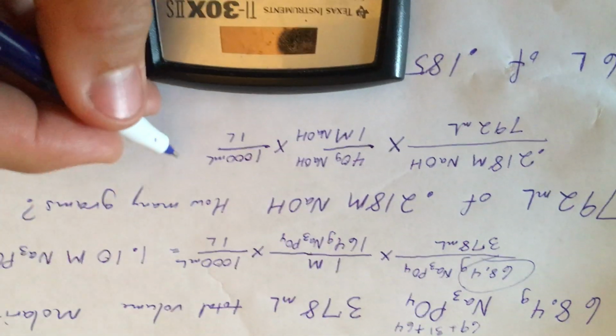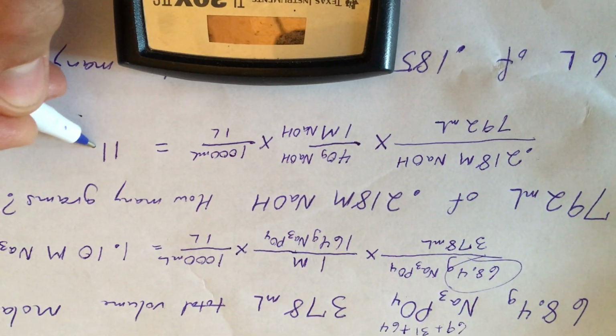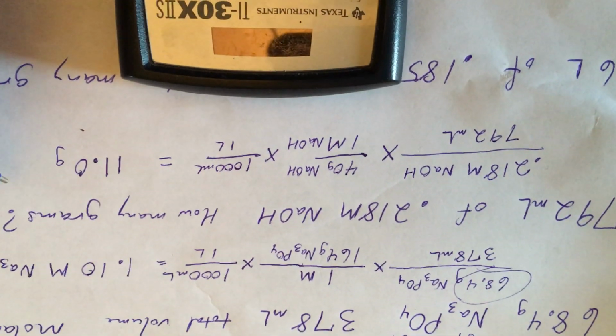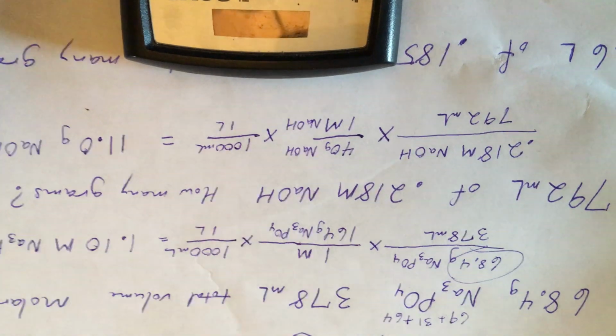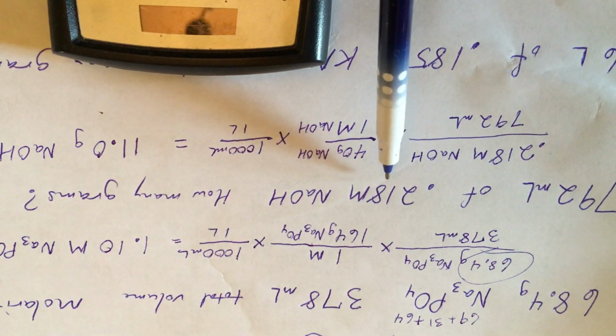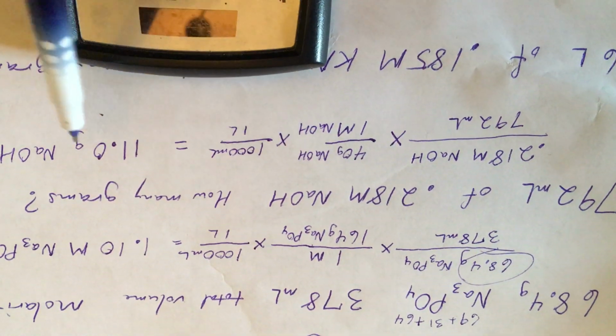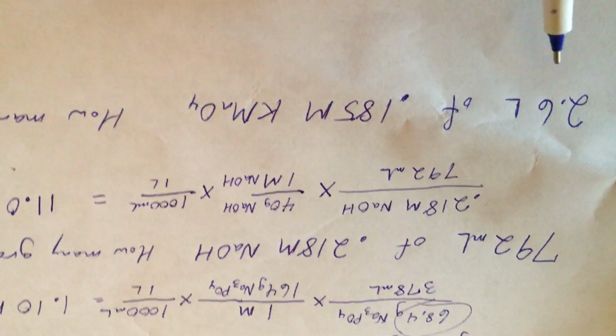So there it is. How about that? Does 11.0 grams seem about right? Let's see. Grams of sodium hydroxide. That's a pretty low molarity. So that's what I'm going to go with. 11.0 grams. All right, and we got one more here.